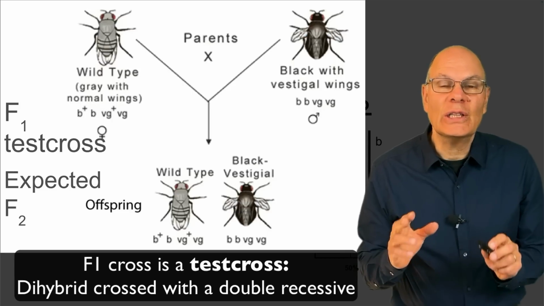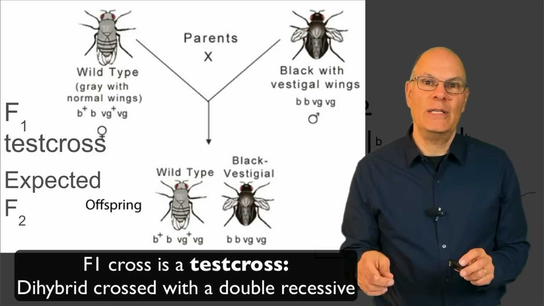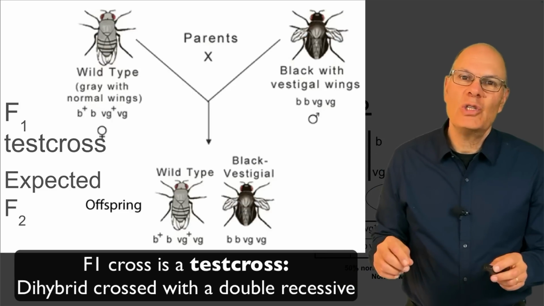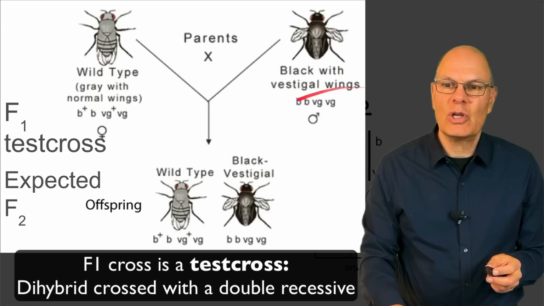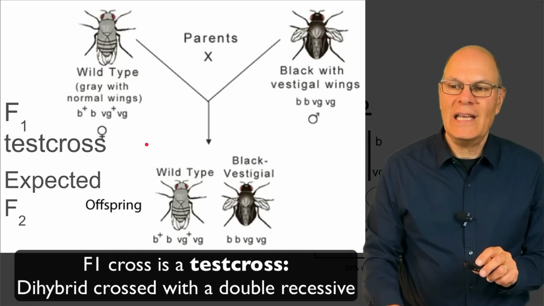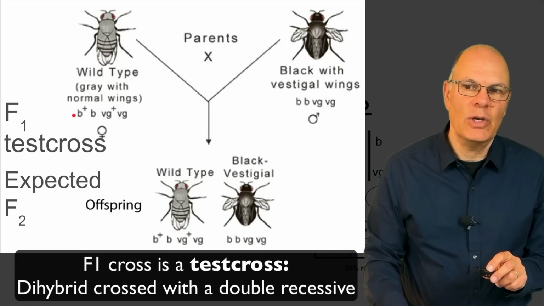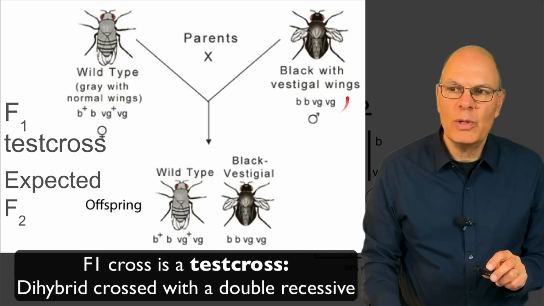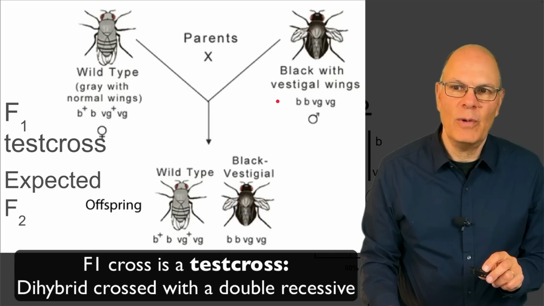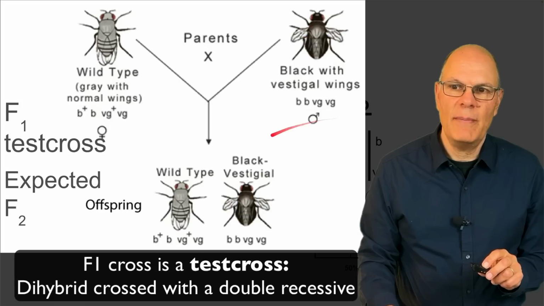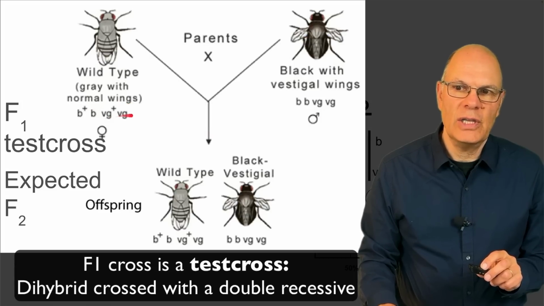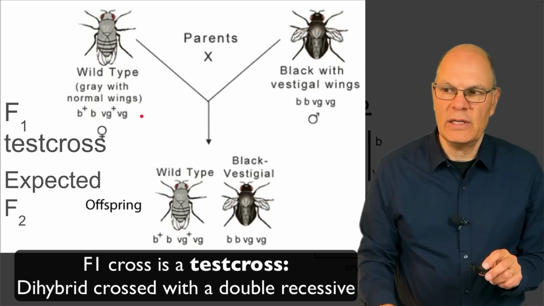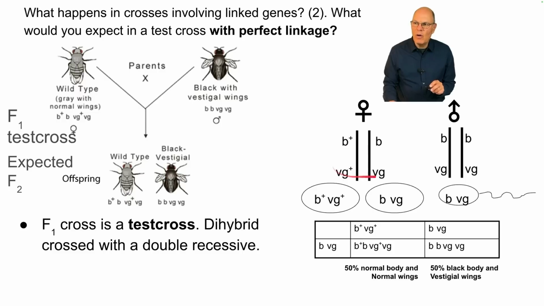The method here is a little bit different than the method in a Mendelian cross. We're not doing a dihybrid cross, we're doing what's called a test cross. And in a test cross, a dihybrid, so B plus B, VG plus VG, is being crossed with a double recessive. The way that it's done is the double recessive is the male, the female is the dihybrid. I've represented this over here.